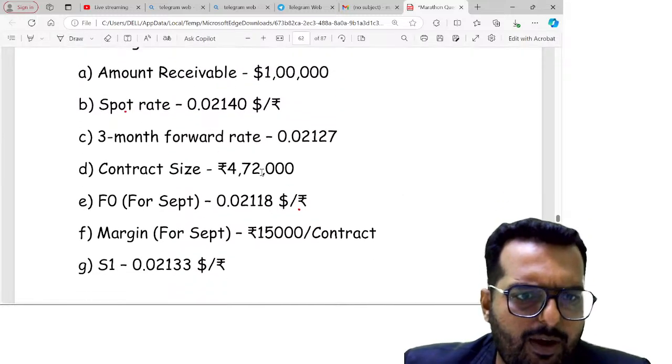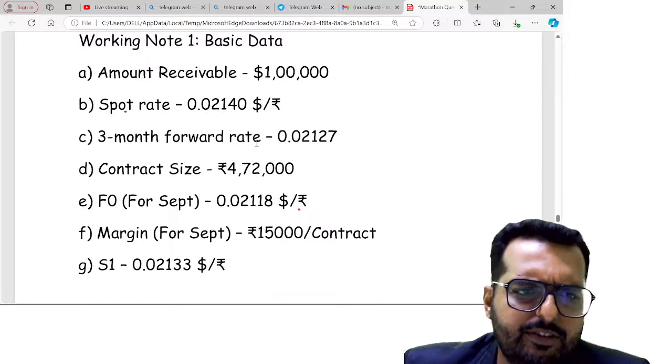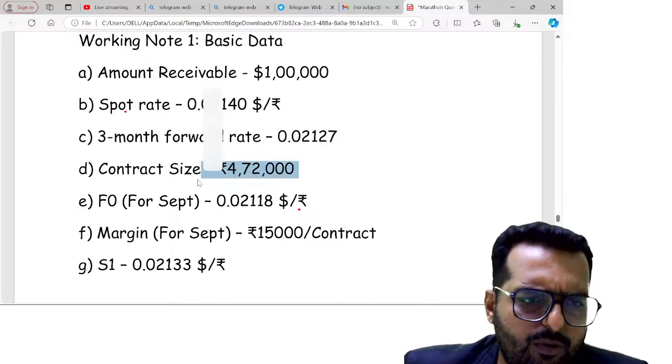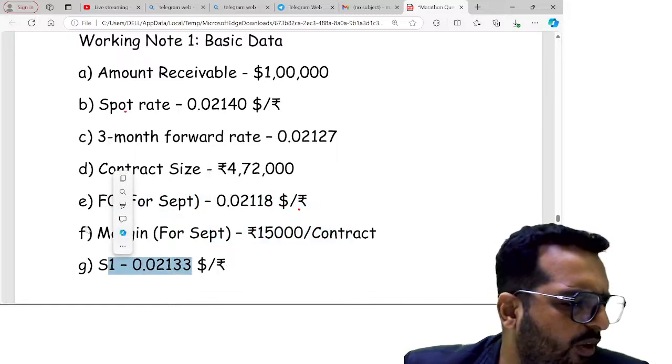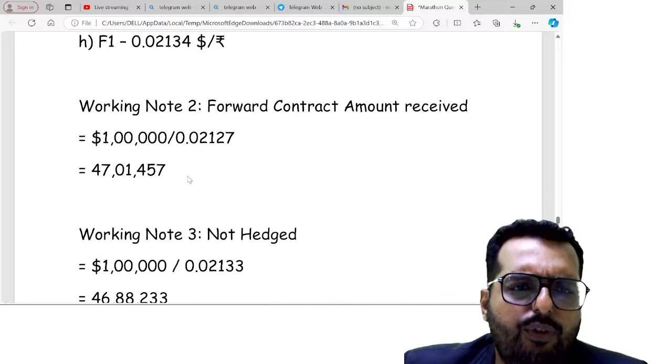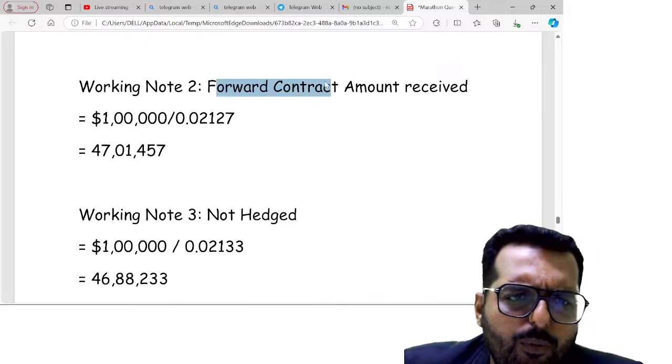Okay. So first part, they have given you the basic data. 1 lakh dollar, spot rate, 3 months forward rate. You have been given the contract size. They have given you F0, margin, S1, all that we have underlined has been given. First part is very, very easy. They want you to find out the amount receivable under the forward contract.